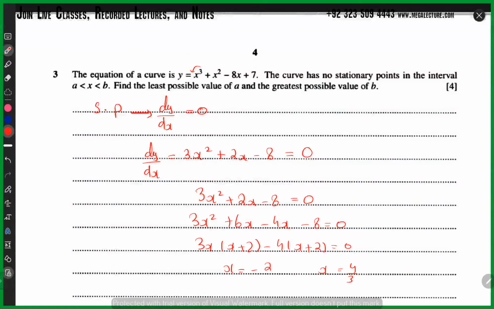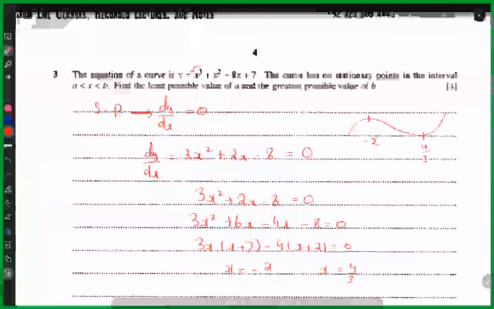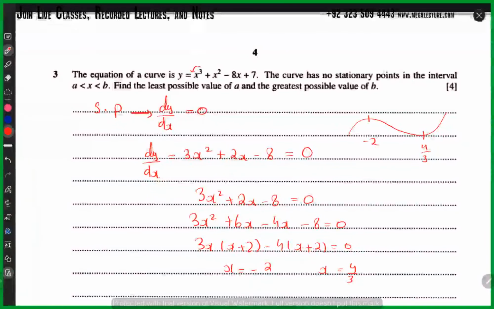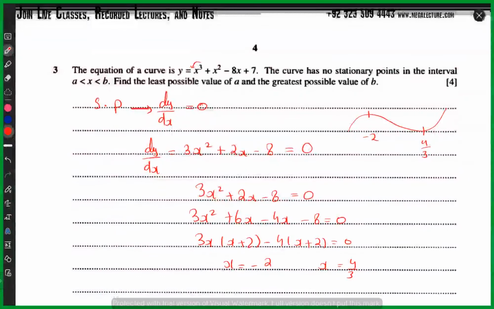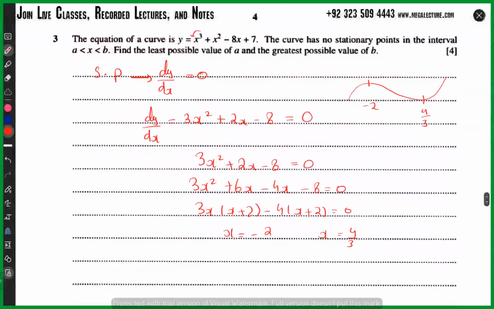Now, as per the logic, it's a cubic curve. It's going to be something of this type. So this stationary point is going to be -2, and this one is going to be 4/3. Why? Because obviously -2 comes before 4/3. And this means that the greatest possible value of B could be 4/3, and the least possible value of A could be -2. So you can give the final answer as A is equal to -2 and B is equal to 4/3. So this is going to be the final answer.